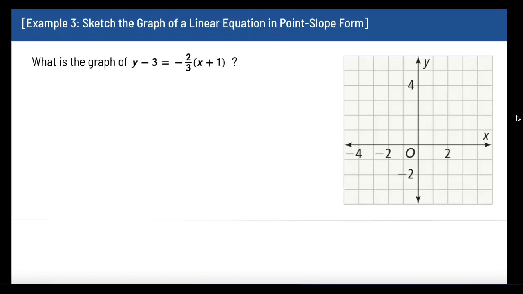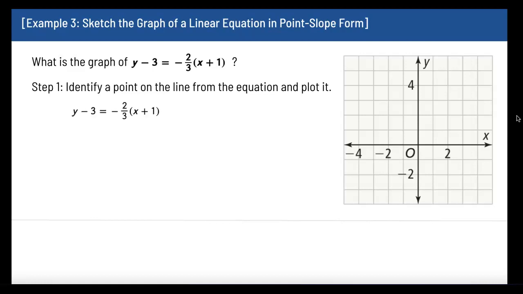In example 3, we are going to look at how to graph a linear equation given to us. We are looking at what is the graph of y minus 3 equals -2/3 times x plus 1. The first step is to identify a point on the line from the equation and plot it. So in this case, we have our equation. Right now, we don't really care about the slope, so we'll ignore that. We also want to make sure that our equation looks like what that general form is. So instead of keeping that x plus 1, we want to have x minus, and it would be -1.